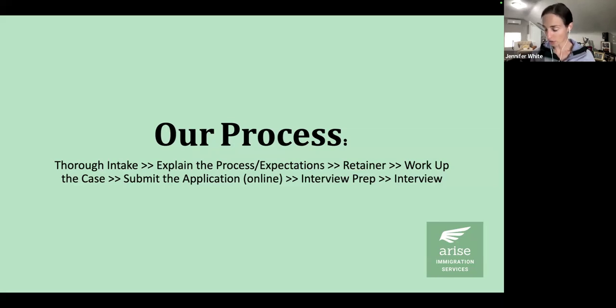We get a wet signature for the retainer or a signature through DocuSign. And then we get to work and we work up the case. As you know, asylum law is very much impacted by different types of deadlines. So there's the 1 year deadline for applying for asylum, which means you need to apply within 1 year of your last entry. But then we've talked about there's exceptions to that. And that looks different from client to client. So depending on that deadline, that's sort of what sets the pace for the case.